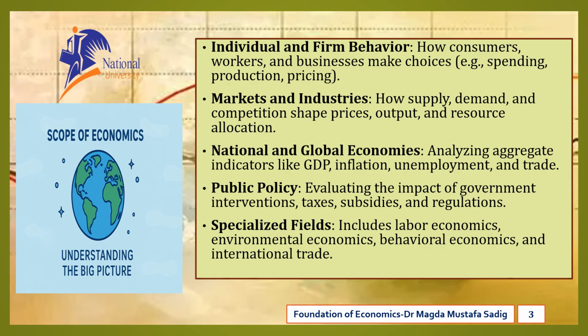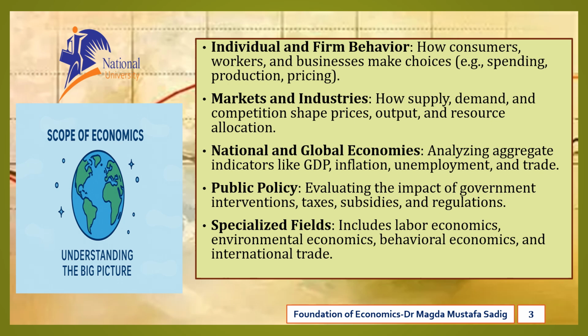Let us take another example. A bakery decides whether to make 100 cupcakes or 50 cakes. They choose based on what customers want and what makes more money. So economists also look at how businesses make these choices. The second scope is markets and industries.